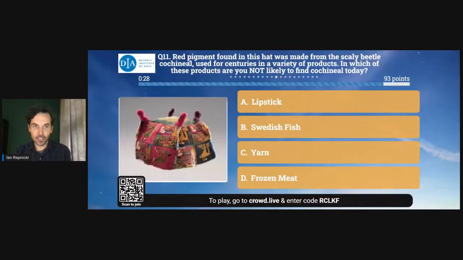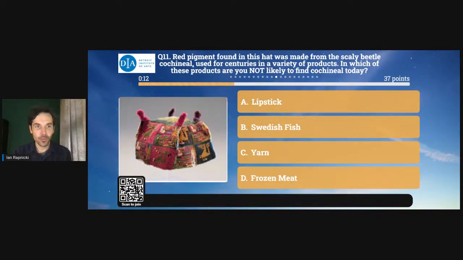Will you find cochineal in lipstick, Swedish fish, yarn, or frozen meat? There's three of those you're likely to find it. One of those you're not likely to find cochineal used as a red pigment. Which one won't you find cochineal in? Lipstick, Swedish fish, yarn, frozen meat. Time's almost up.